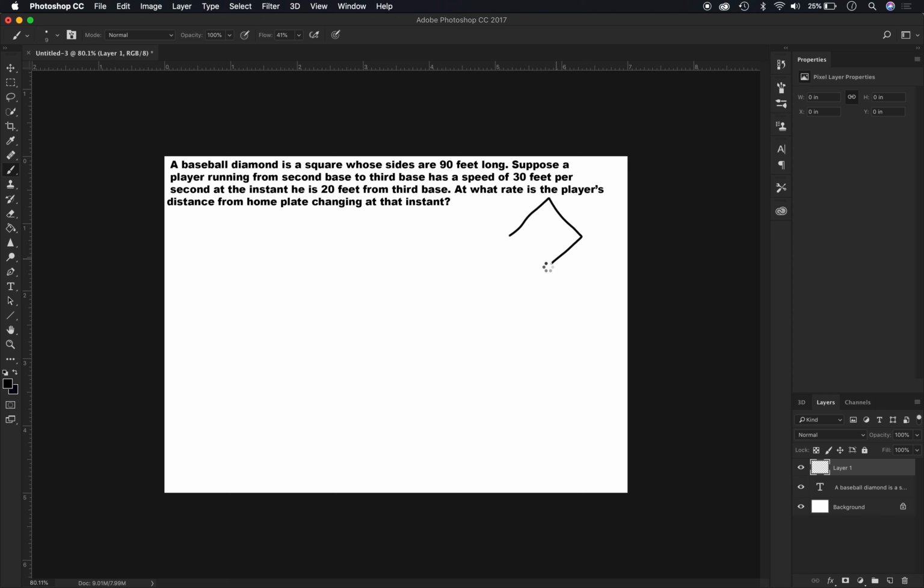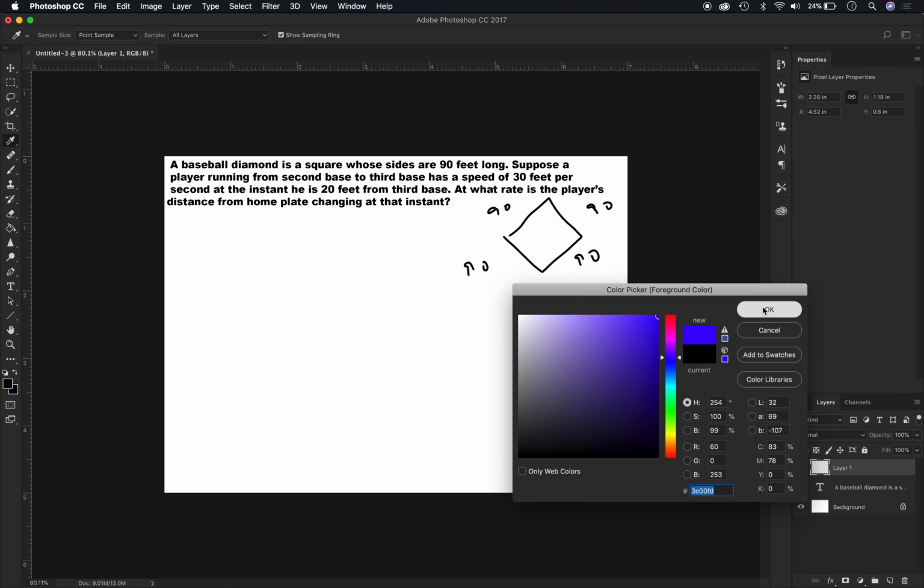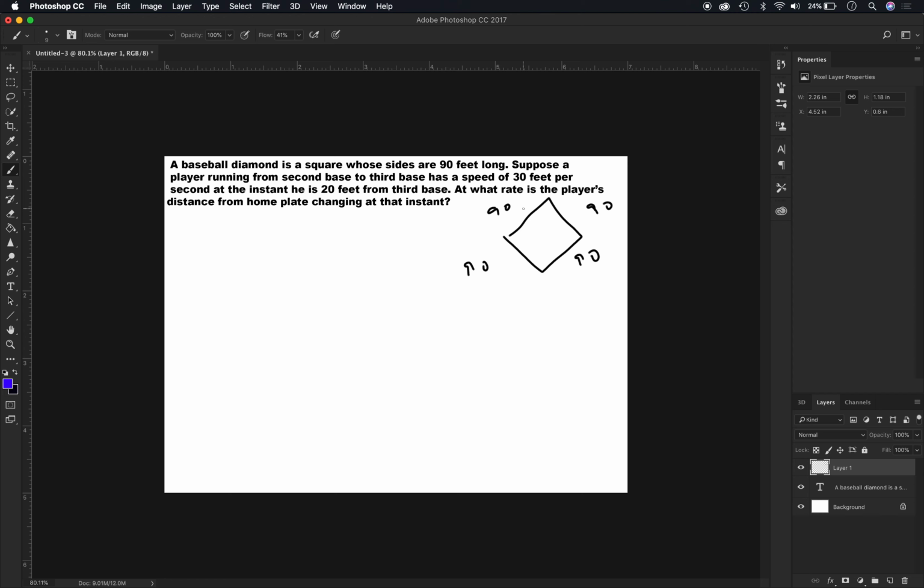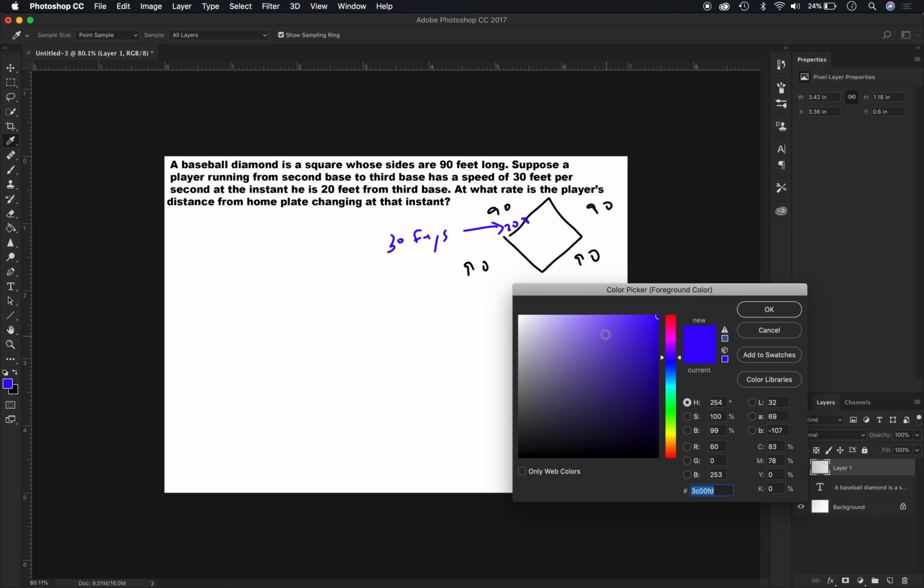Okay, anyway, we're going to start. A baseball diamond is a square. There's our nice looking diamond whose sides are 90 feet long. So we have 90, 90, 90, 90. Suppose a player running from second base to third base has a speed of 30 feet per second at the instant he is 20 feet from third base. So let's say right here, he's 20 feet from third base. At that point, he is running 30 feet per second. At what rate is the player's distance from the home plate changing at that instant?